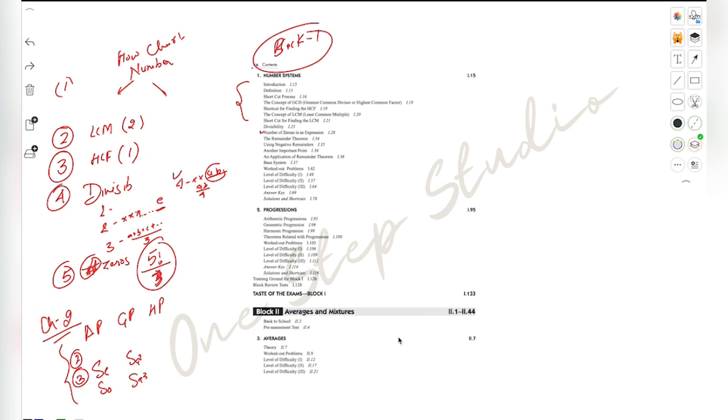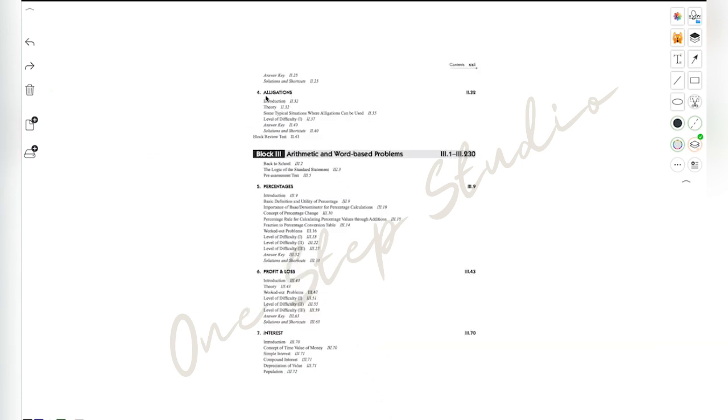Moving on, you can see averages, right? So in averages there is nothing much. A plus b plus c, divided by n, right? This is the formula and this will work wonders for you. Everything is covered in this one. Then you go for alligations.